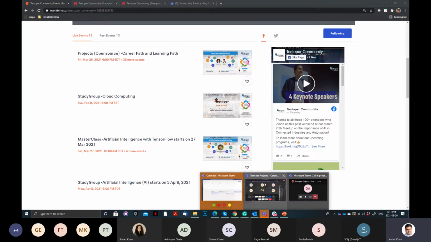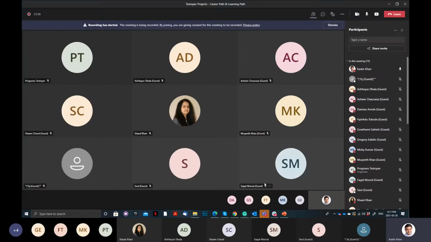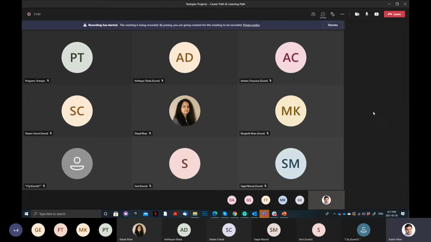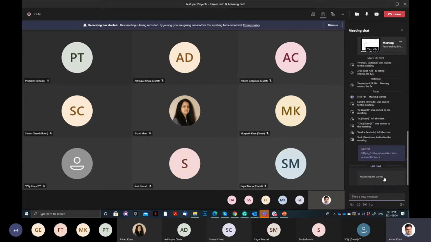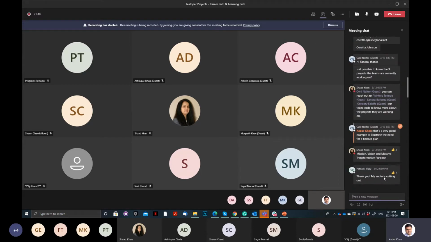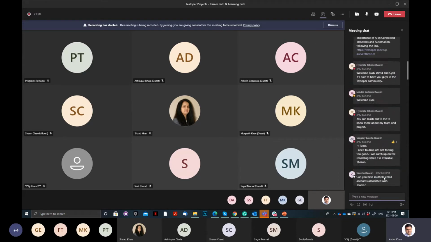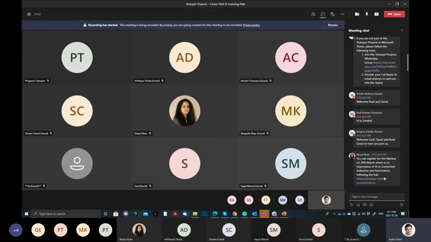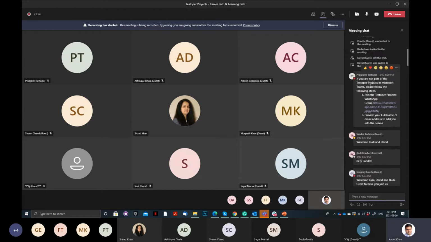And the third statement that I have is that we have a closed WhatsApp group for Testoper projects. Let me see if someone has posted it here. Whoever joins the Testoper project can join it. Let's see if there is anything here. Yeah, it's here. Let me copy this.